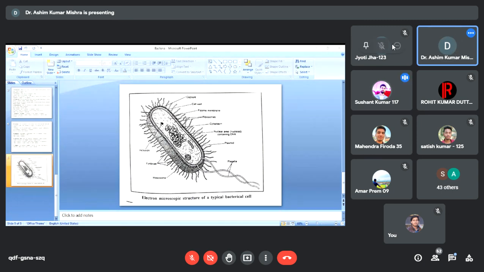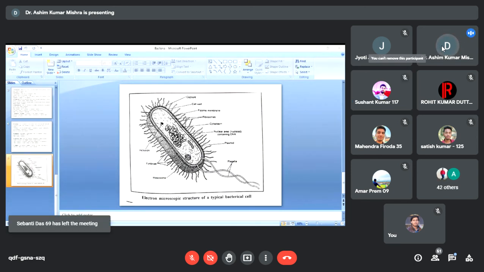Sir, one query. What was the difference between conjugation and transduction? These are the different reproduction processes. Conjugation is mainly the attachment, like one positive, one negative. Attachment of two bacterial cells. Transduction is somewhat similar.